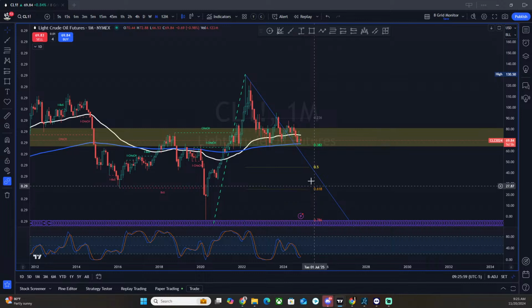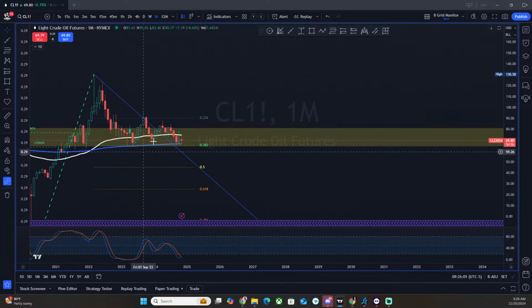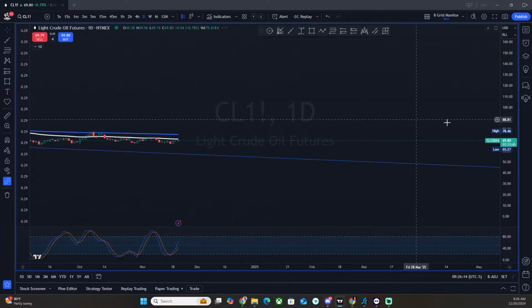Ever since the height after the pandemic, all we did is consolidate inside of this order block. So I know I made a smaller order block before, but this one is probably really the order block. That's why we're kind of going up and down inside of this range. So now that we look at it like this, let's look at the daily.